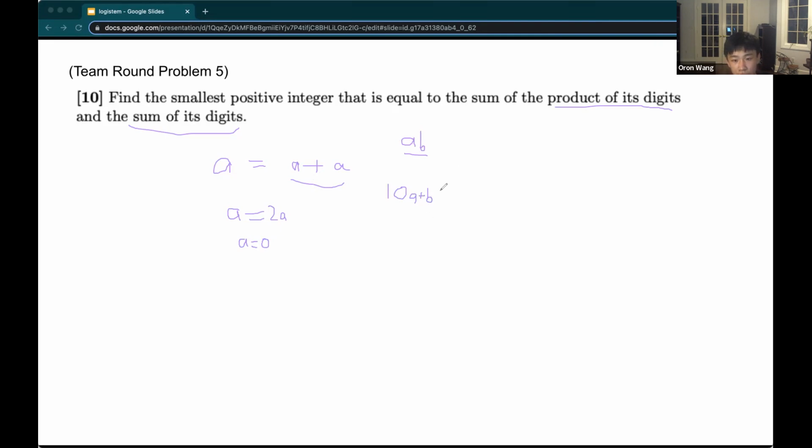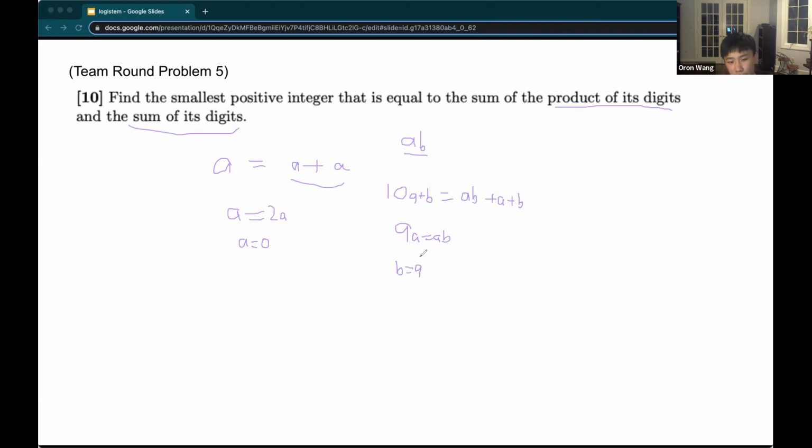So then this equals the sum of its product of its digits, which is A, B, and the sum of its digits, which is A plus B. We can simplify this equation to get 9A equals AB. And in a positive integer, the leading digit can't be 0. So A can't be 0, so we can divide by A. And we get B equals 9.